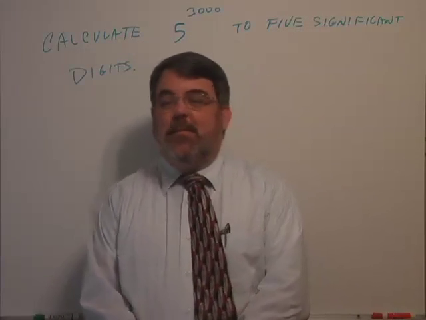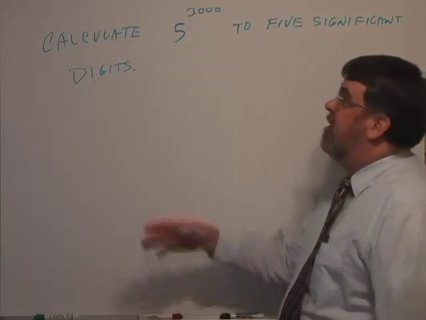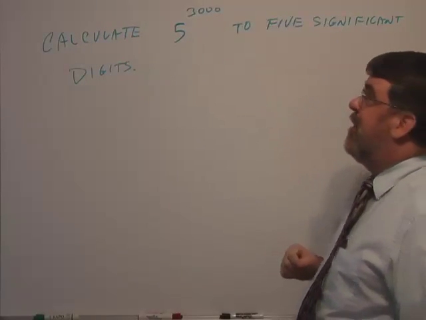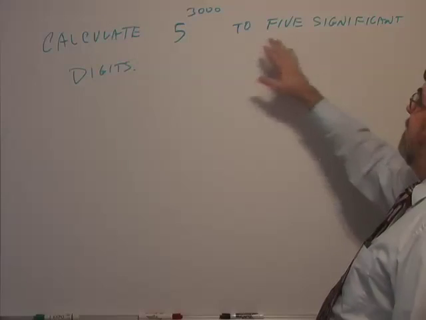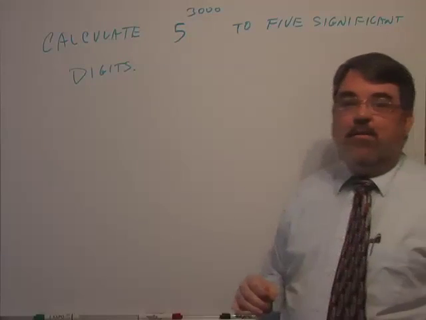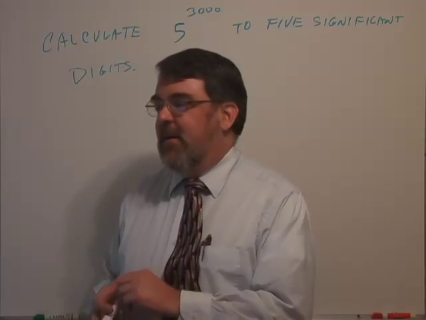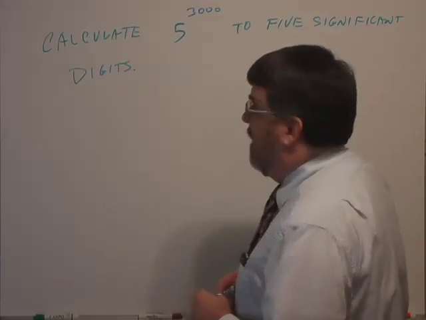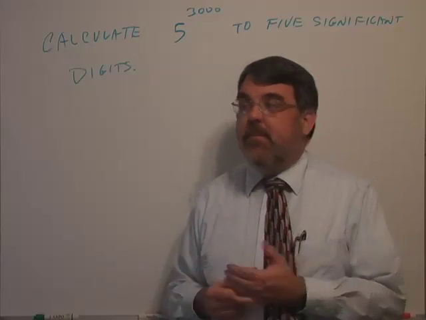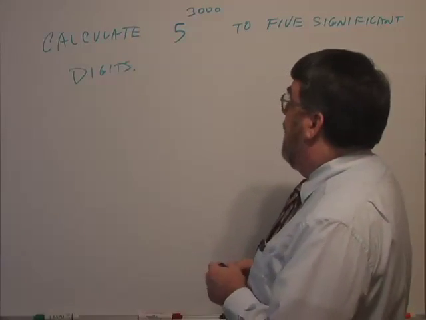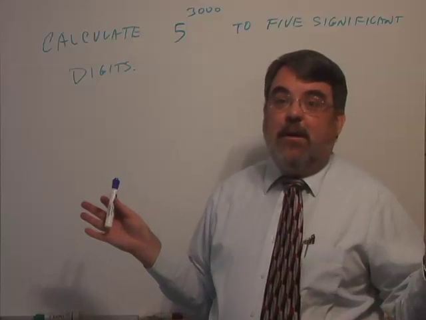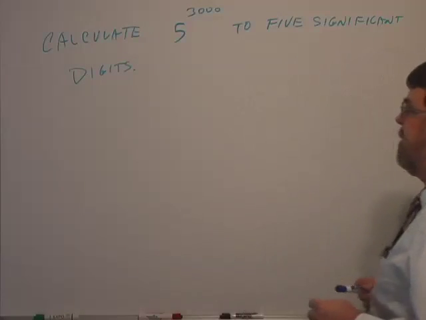Here's the problem I cooked up. Let's calculate 5 to the 3,000 power raised to 5 significant digits. So when we get done, I'll talk about significant digits, what that means here. But it's going to end up being in scientific notation, because it's such a large number. And you can try this on your calculator. It's way too big for any calculator out there.